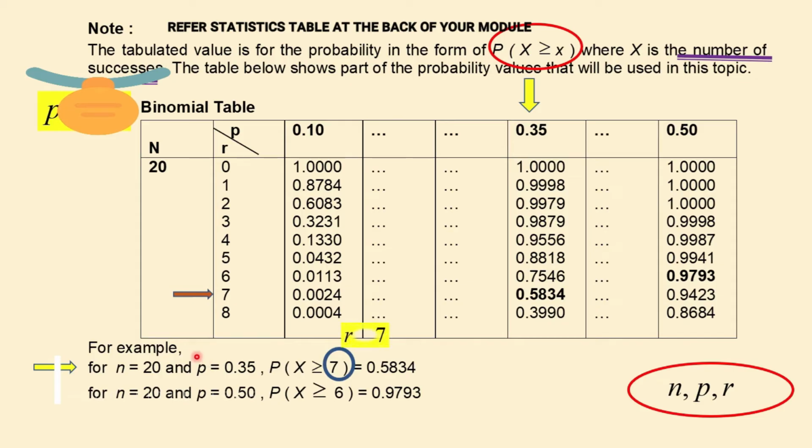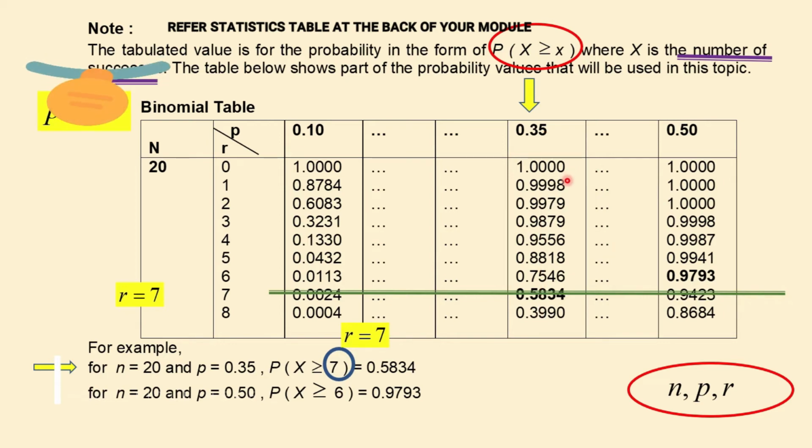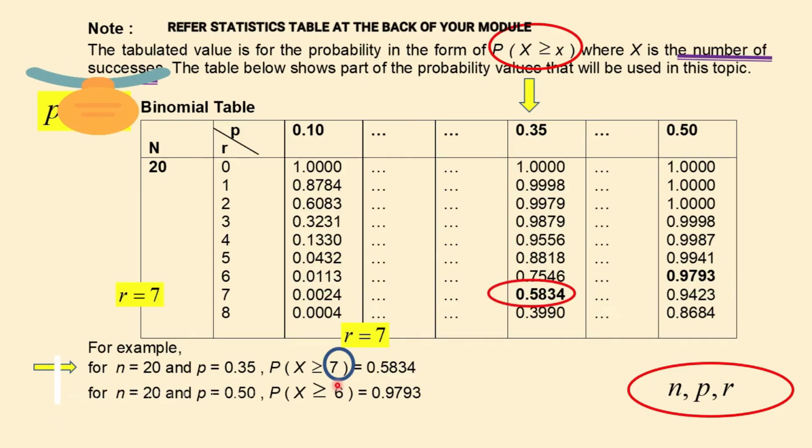So, when r equals 7, n equals 20, you intersect p equals 0.35 and r equals 7, you will get the value for the probability of x more than or equal to 7, which is 0.5834. Okay?